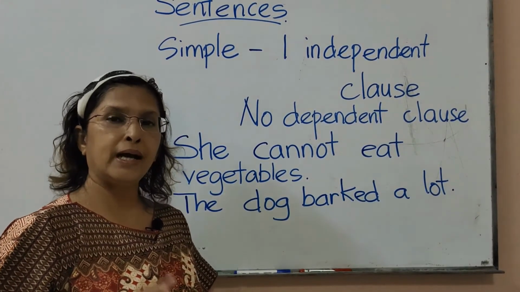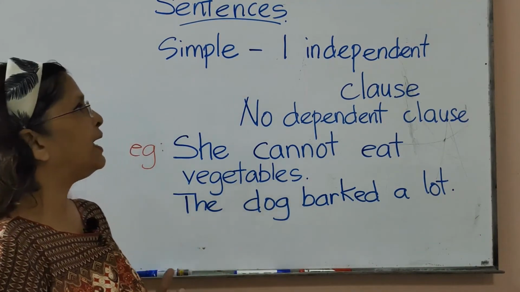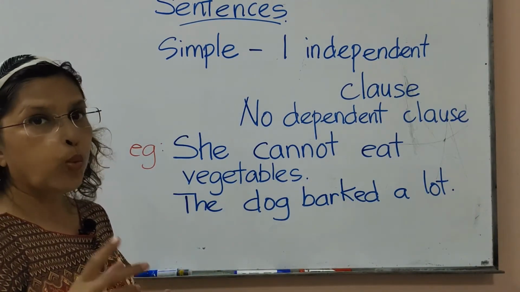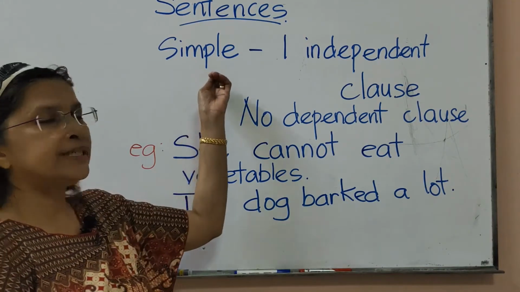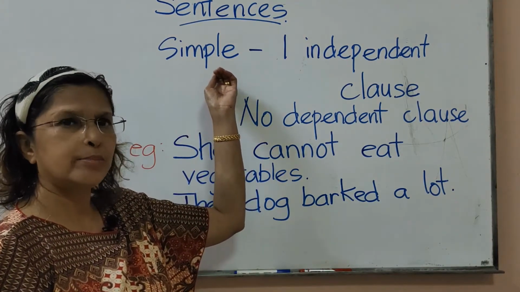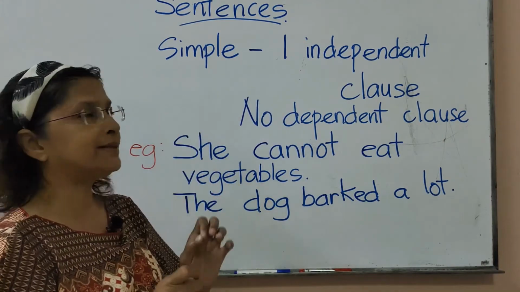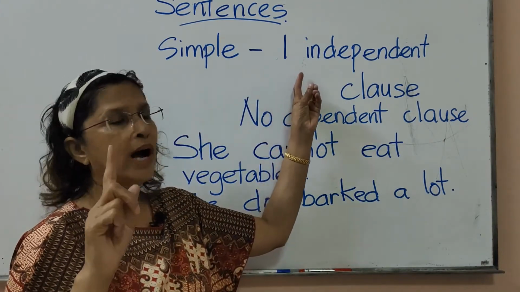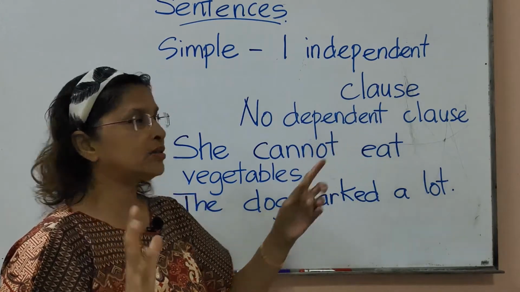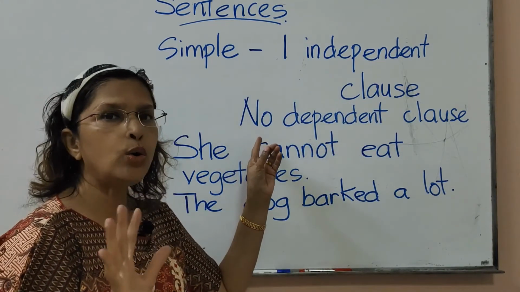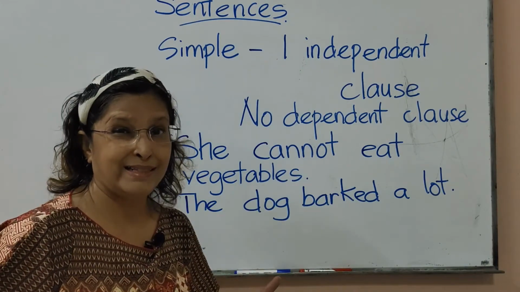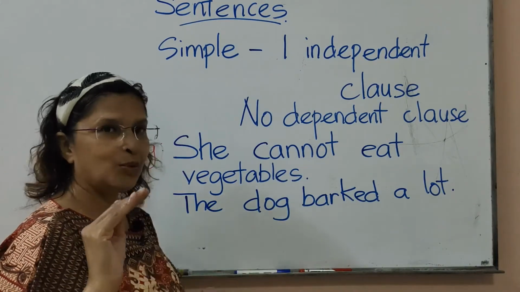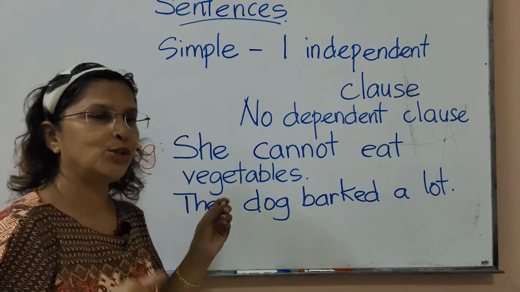Okay, now we are in sentences, and as you know, what is a simple sentence? You always hear people say simple sentence, okay? Now, a simple sentence has only one independent clause, and there is no dependent clause. What is that? Okay, don't worry. I'll explain it to you.